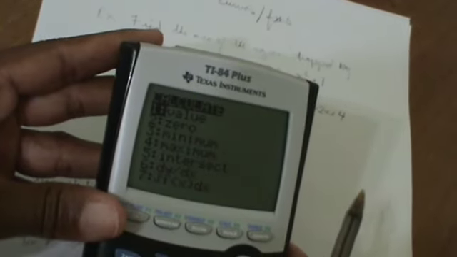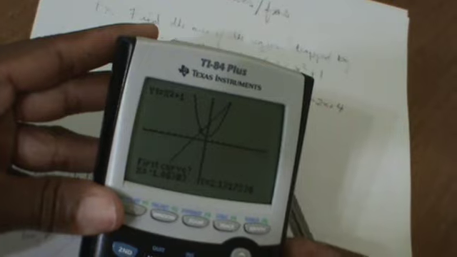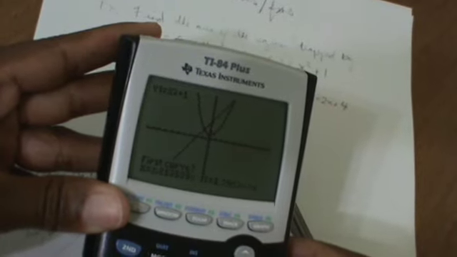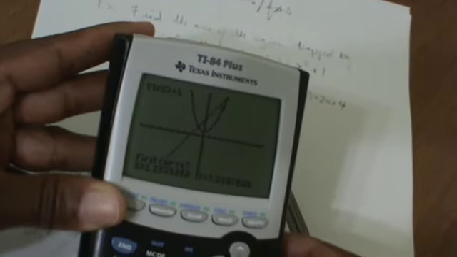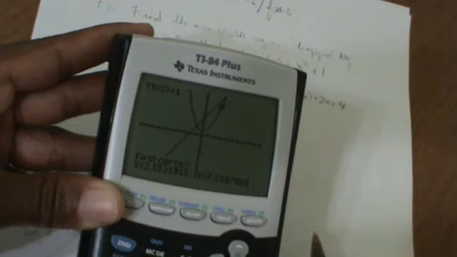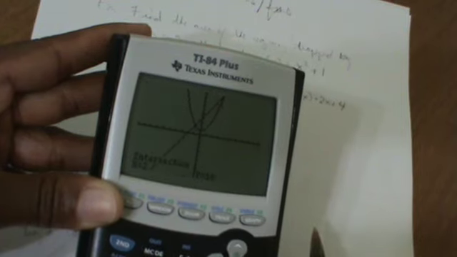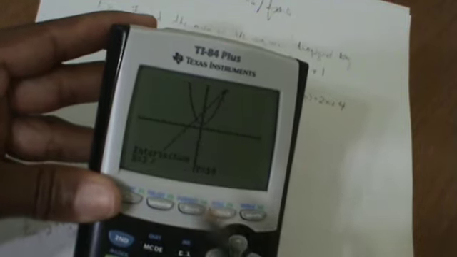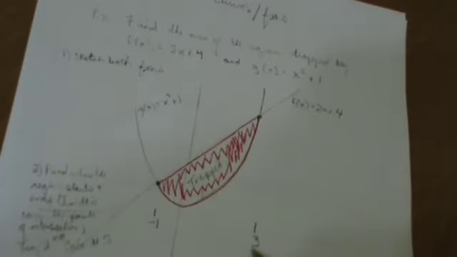Second calc, number 5 again. We're going to scroll over to the other point of intersection. It just needs to be near it. Enter, enter, enter. There's the other point of intersection, x equals 3. And there you have it. Notice I'm not concerned with the y values, but I am with the x.